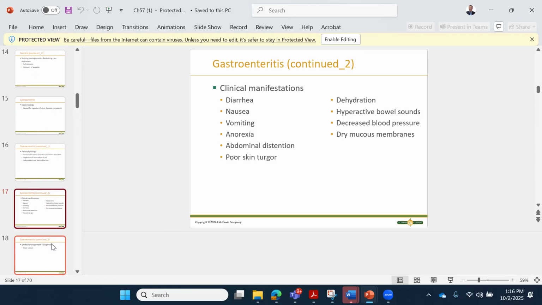These are the clinical manifestations listed for gastroenteritis. I'm not going to read through all of those, but it basically includes signs and symptoms that you would expect with a person being hypovolemic, such as the decreased blood pressure, the increased heart rate sometimes, the abdominal distension, poor skin turgor.